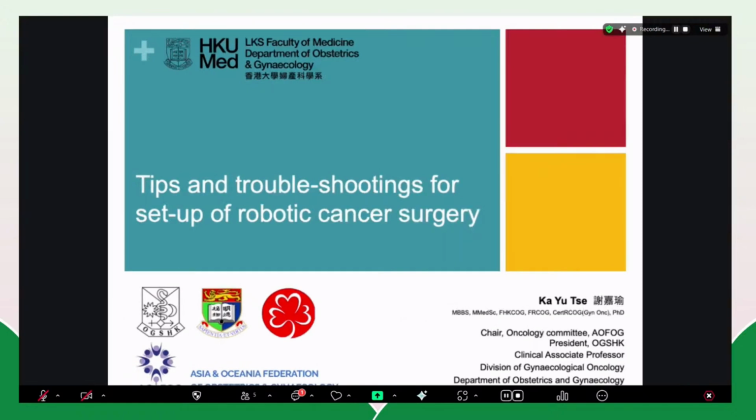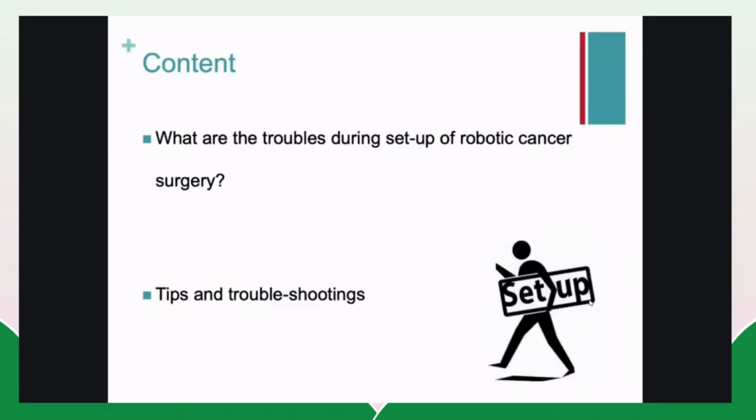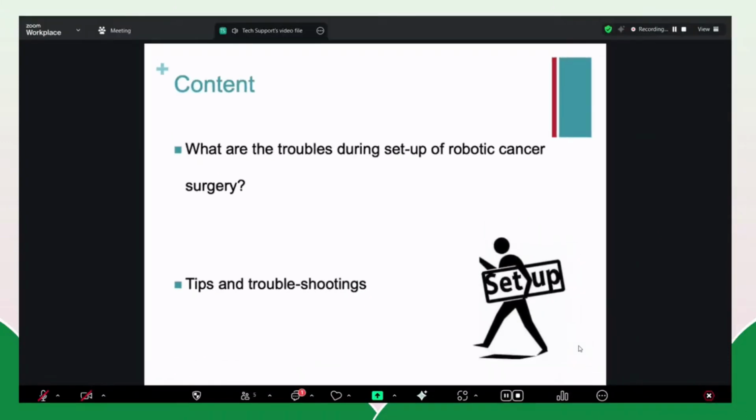My talk is on the tips and troubleshooting for the setup of robotic cancer surgery. So basically, it can be divided into two parts. The first part will be on the troubles. So what are the troubles that we can encounter during robotic cancer surgery? And then followed by how we can tackle the problems.